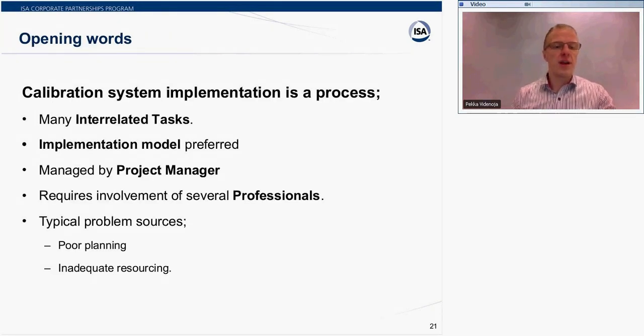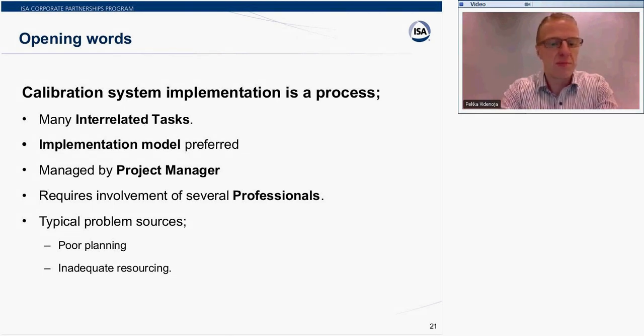So, the opening words. It's good to remember and understand that calibration system implementation is a process. To succeed and avoid failure, you need to understand the following. There is a large number of interrelated tasks that need to be carried out in an appropriate sequence. Every step is important, and a decision needs to be made throughout the process. Utilizing a proven implementation model helps a lot. The steps are overseen by the project manager, and the process requires the involvement of several professionals.